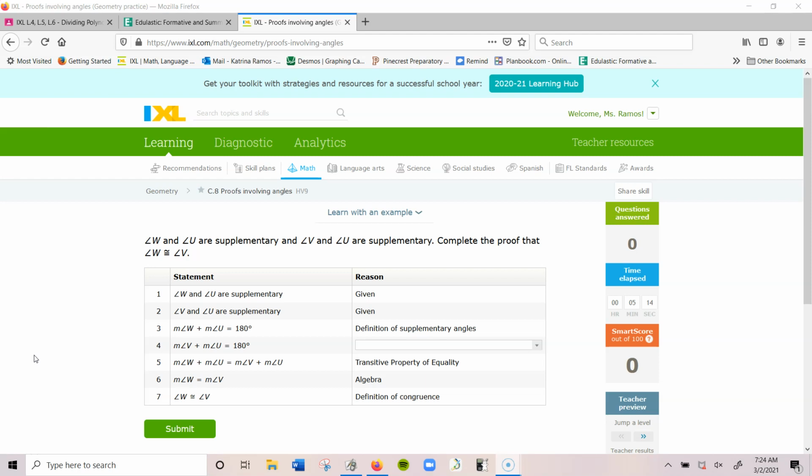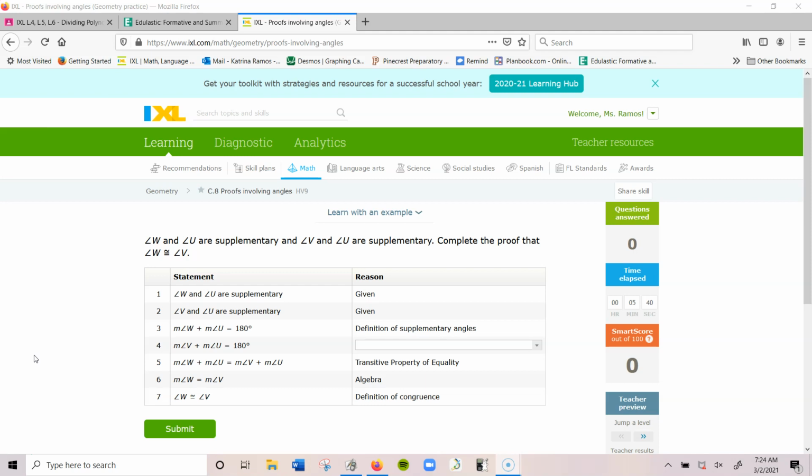All right, so this is IXL C8, which are proofs. Now you've got to think of proofs as kind of like a puzzle. You have to make sure that the reasons that you give for each line of the statement match and go through some kind of logic. So whenever we're looking for the reason for a statement, we look at the whole proof as a whole.